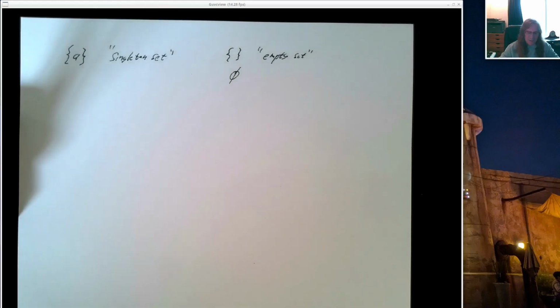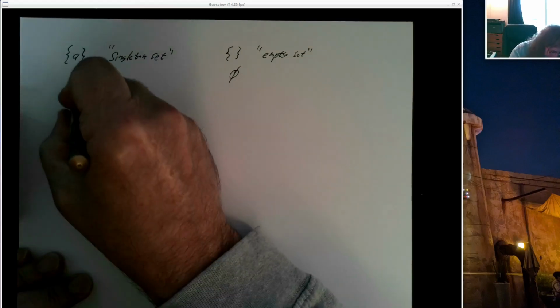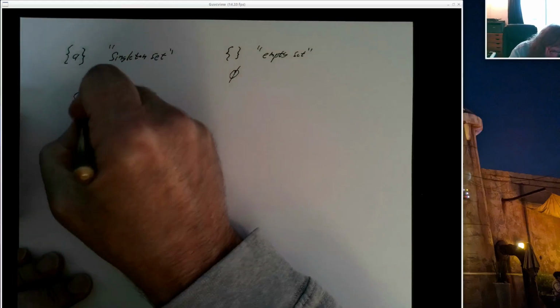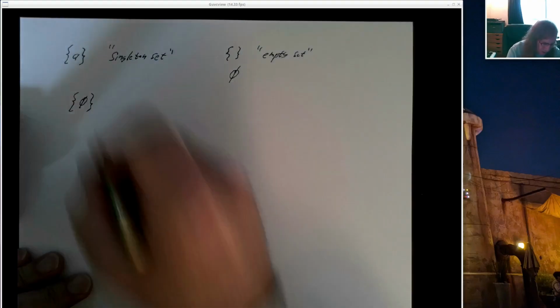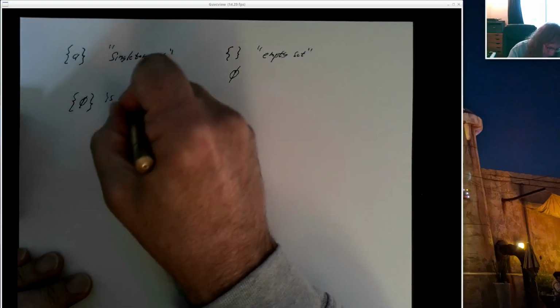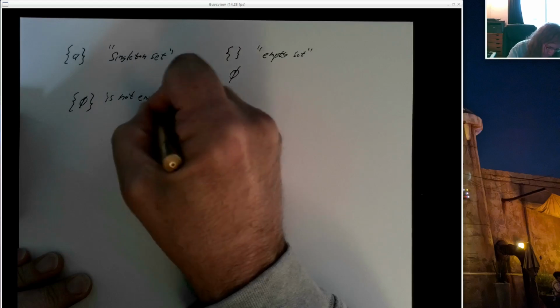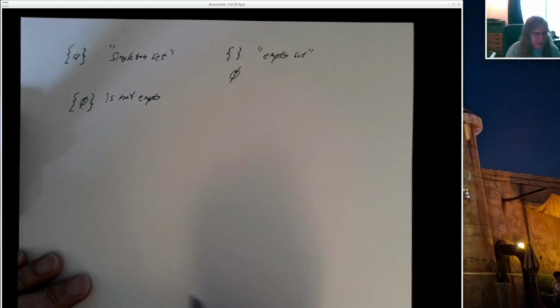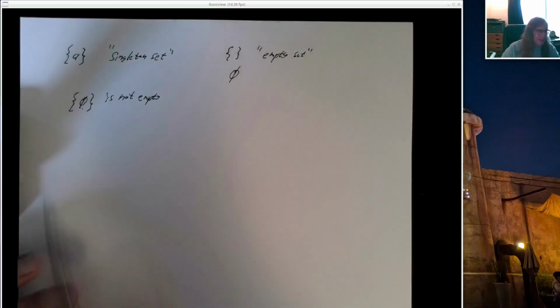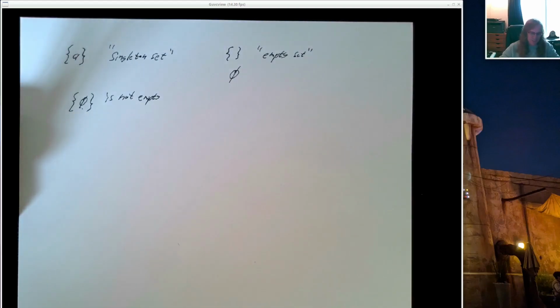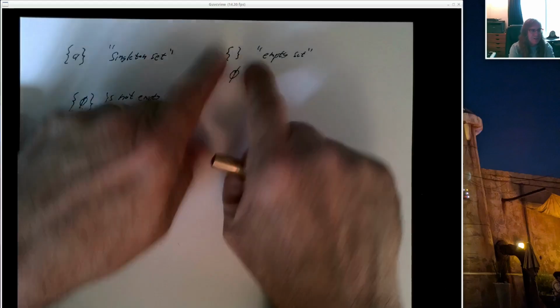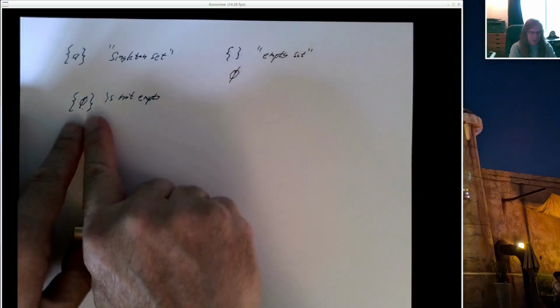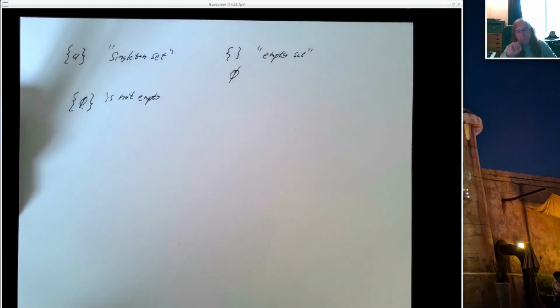I'll give you a warning though. If you do curly brackets with this inside, this is not empty. I know it's not empty because I can see there's an element in there. In fact, there's actually a single element, so this is another example of a singleton set. So for the empty set, I can write this or I can write this. If I do both, it's no longer an empty set.